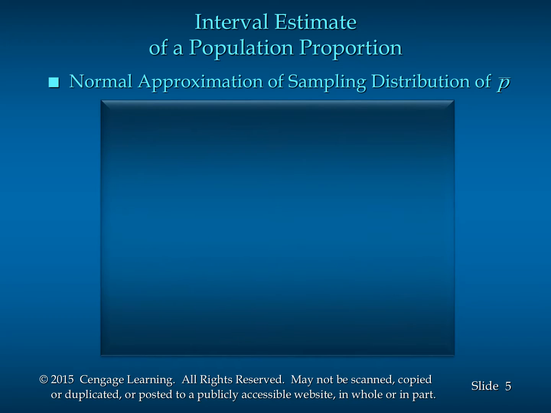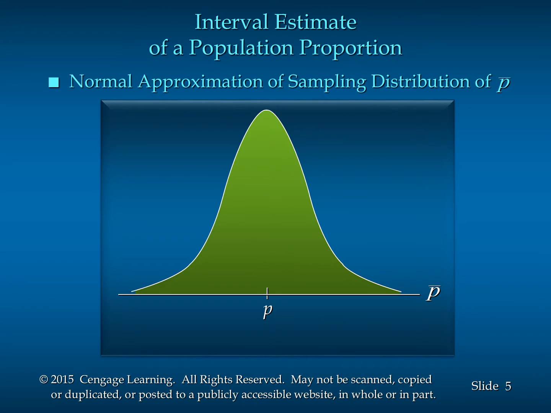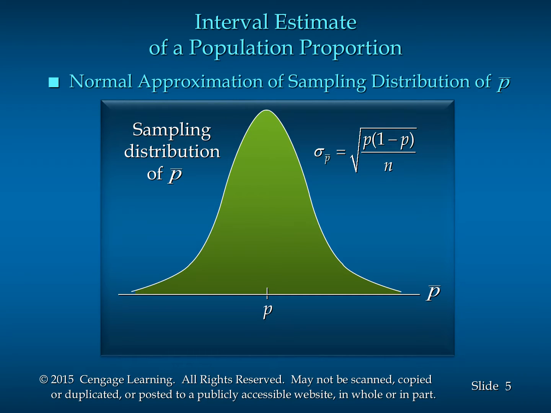The sampling distribution of the proportion using the normal distribution looks exactly like that for the mean. We place a confidence interval given a significance level alpha, putting alpha over 2 in each of the two tails.